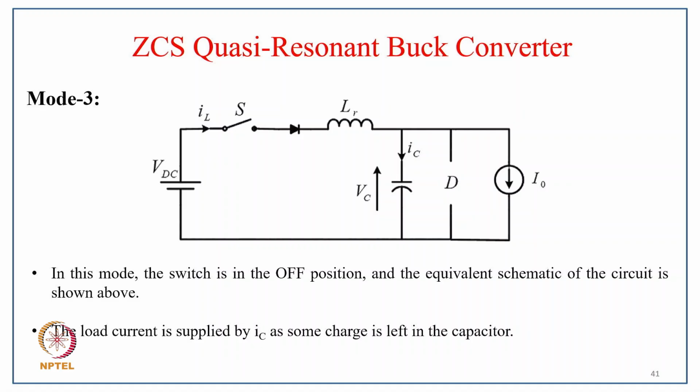In this mode, the switch is in the off state and the equivalent circuit is as shown here. The load current is supplied by the capacitor, as shown, using the charge left on the capacitor.